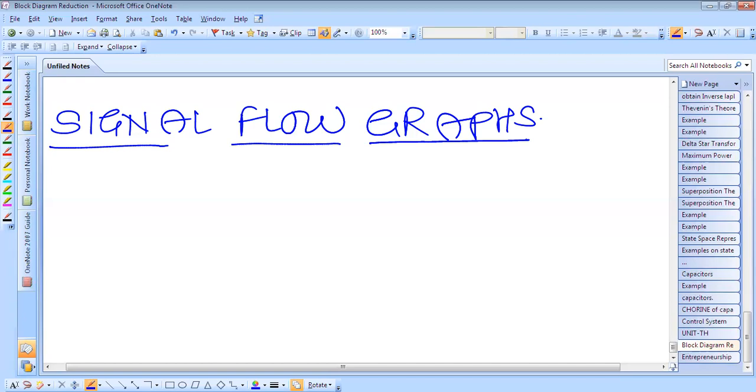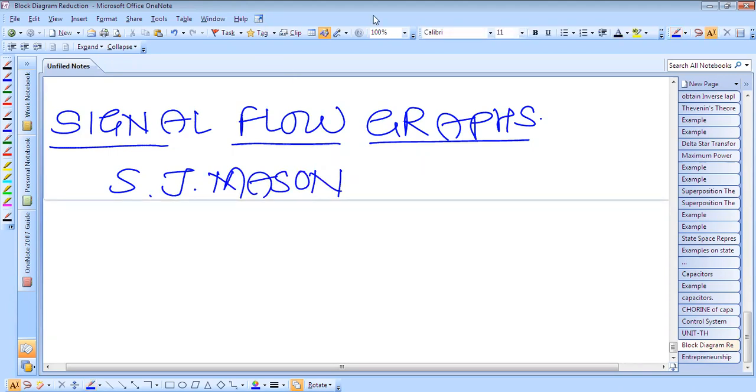An alternative approach to graphically representing control system dynamics is the signal flow graph approach, and this was developed by S.J. Mason. It is noted that the signal flow graph approach and the block diagram approach give the same information. If you use the block diagram or the signal flow graph, both will give the same output.